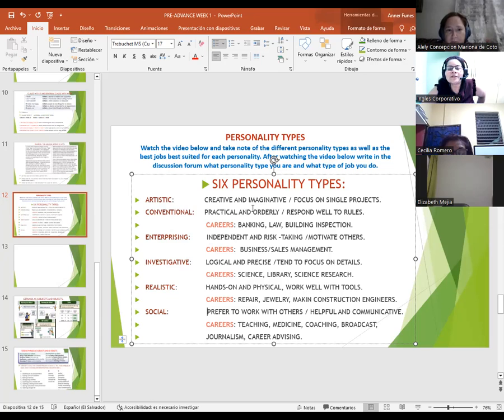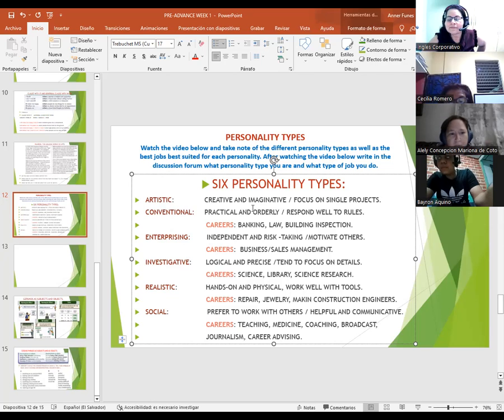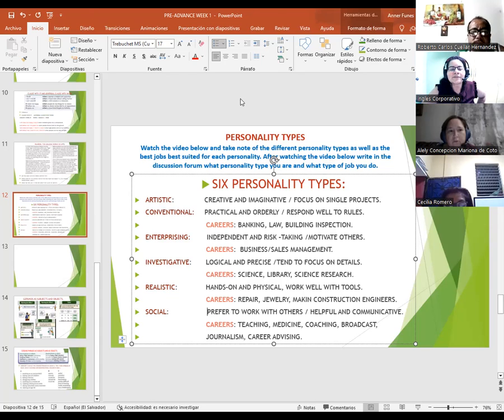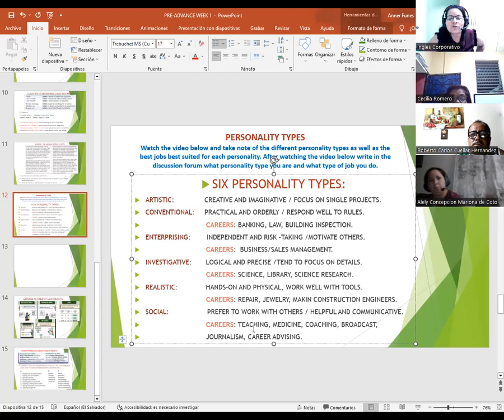Now, another opinion. What is your favorite personality type? For me, teacher, Roberto Carlos. Social. Why, Roberto? For the teaching. Okay. Do you like teaching? Yes, I like it. What kind of subject would you like to teach? The science. Yes, science is nice. Okay. Congratulations, Roberto.